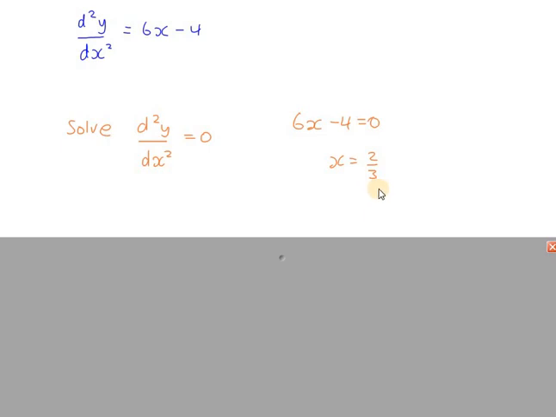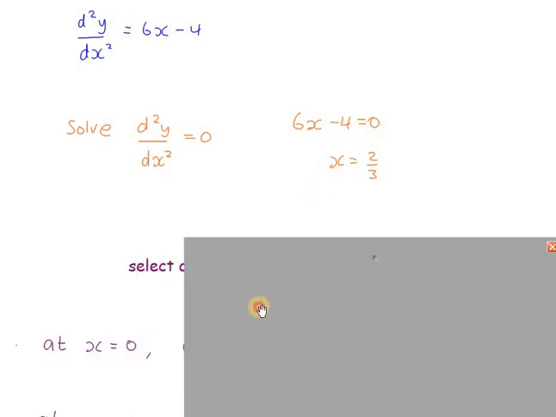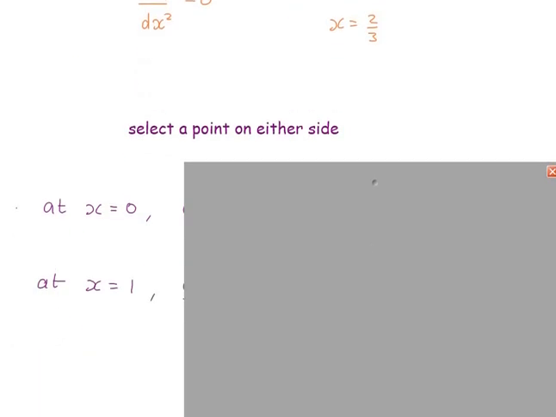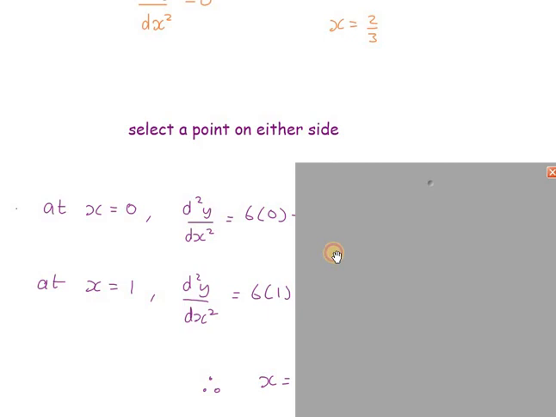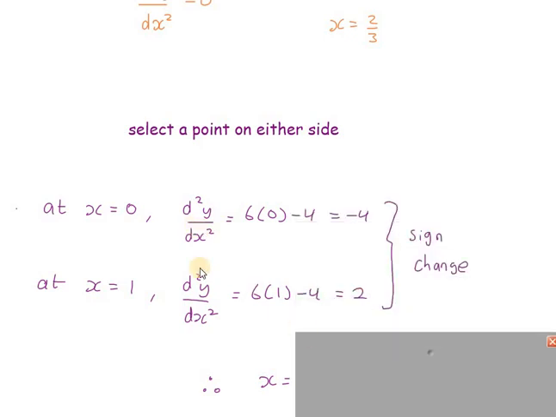So we can either now look at gradients on either side of x equals 2/3 and show that they both have the same sign, or we can continue with the second derivative and show that the second derivative changes sign on either side of x equals 2/3. So if we select a point on either side, I've chosen 0 and 1, and substitute into the second derivative, we can see there's a sign change. That's evidence and proof that we have a point of inflection.